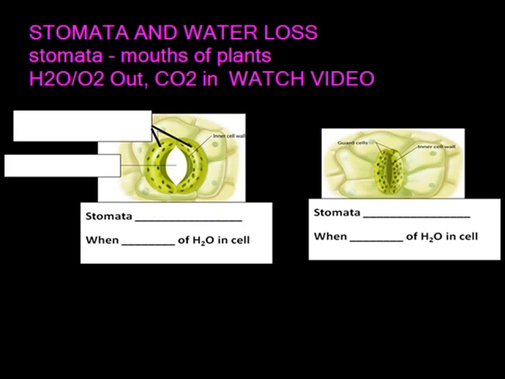Well, if the carbon dioxide is going in and the oxygen's going out, when the oxygen goes out, there's going to be some water going out. So the stomata is going to be open when there's lots of water in the cell. The cell is going to be okay with losing a little bit of its water.